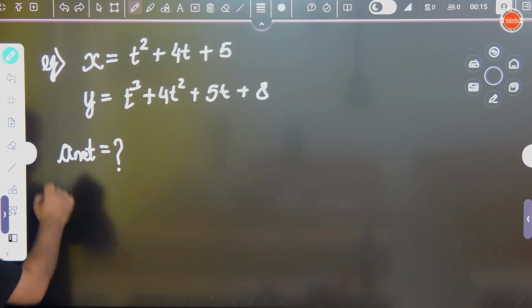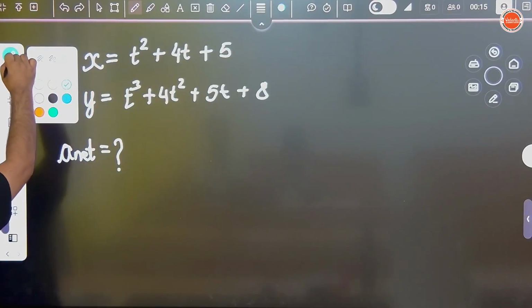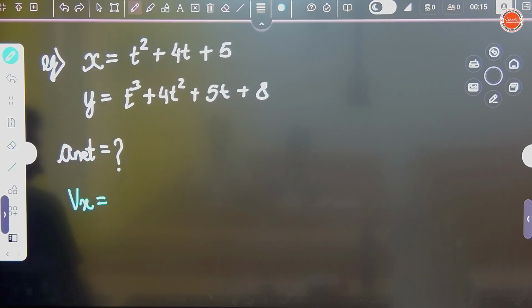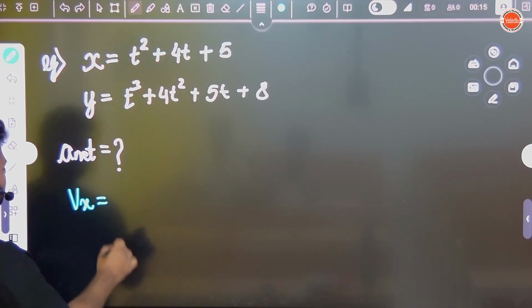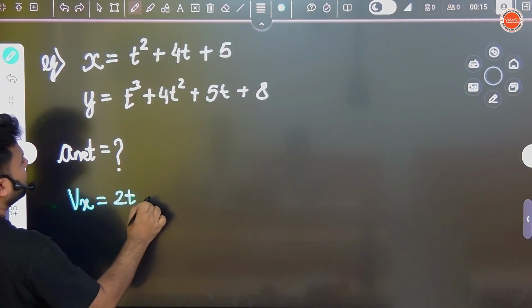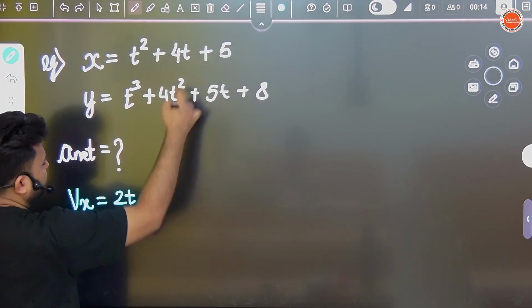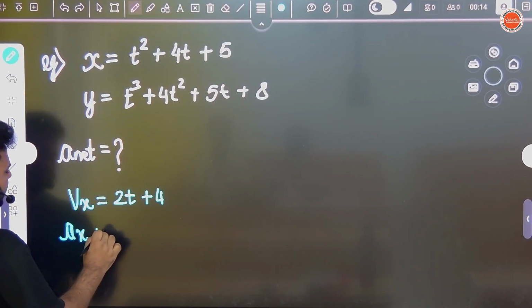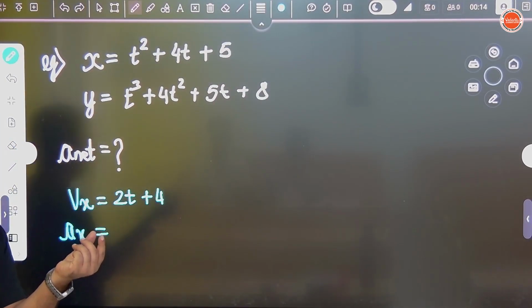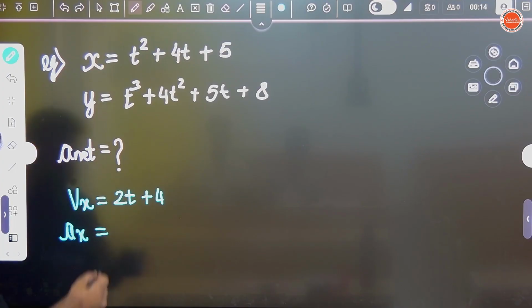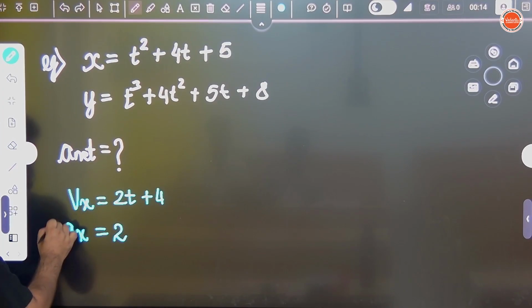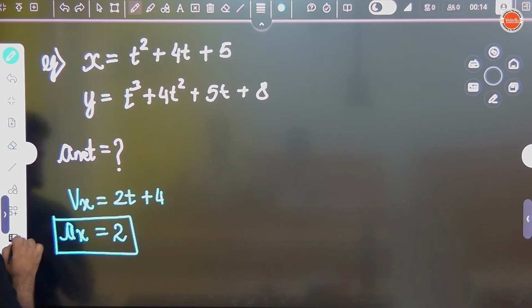See, first find the velocity of the object in x direction. Velocity in x direction is dx by dt. So differentiate this. t square differentiation will be 2t, 4t differentiation will be 4, 5 differentiation will be 0. What will be the acceleration in x direction? Acceleration is dv by dt. So differentiate this, 2t differentiation will be 2, 4 differentiation will be 0. So acceleration in x direction is 2.